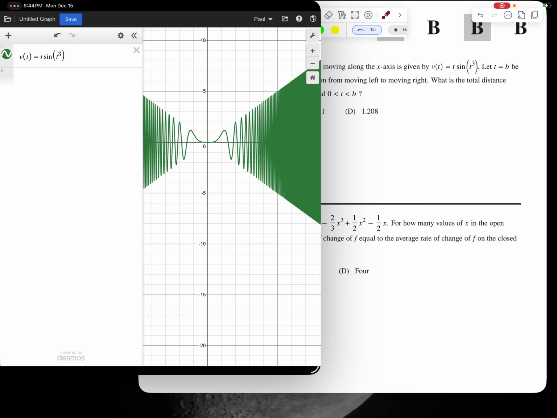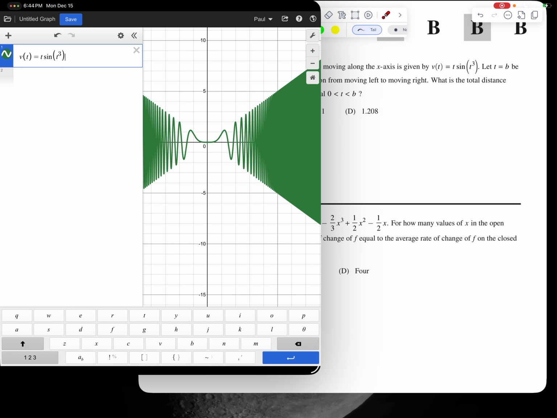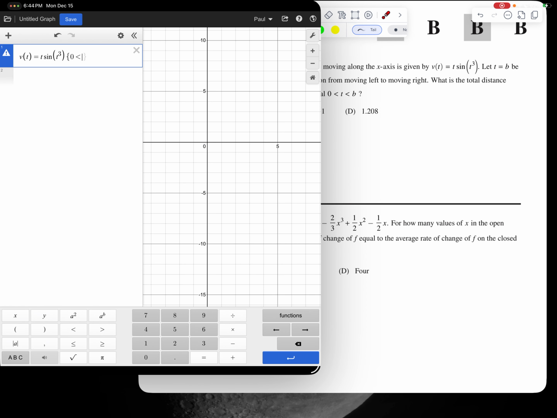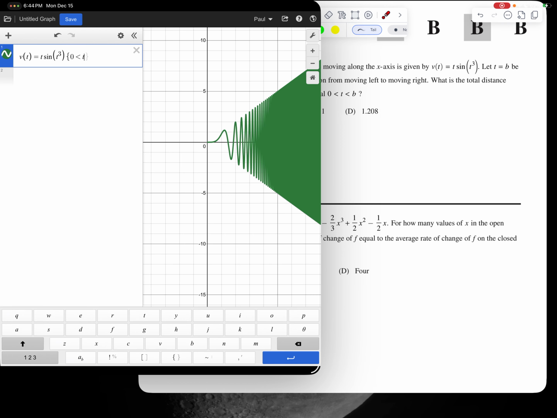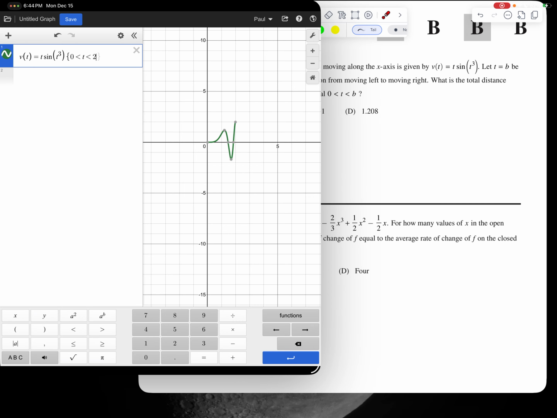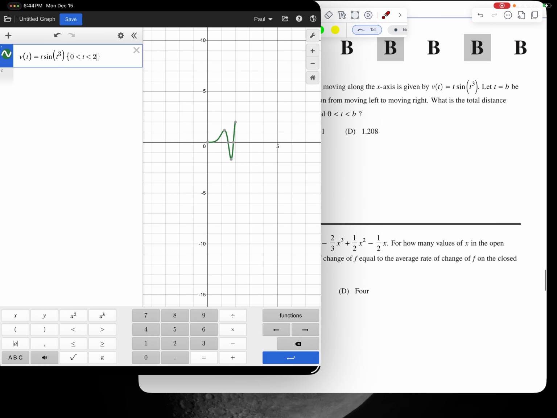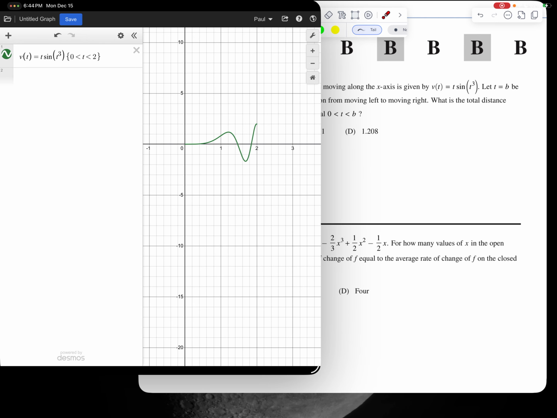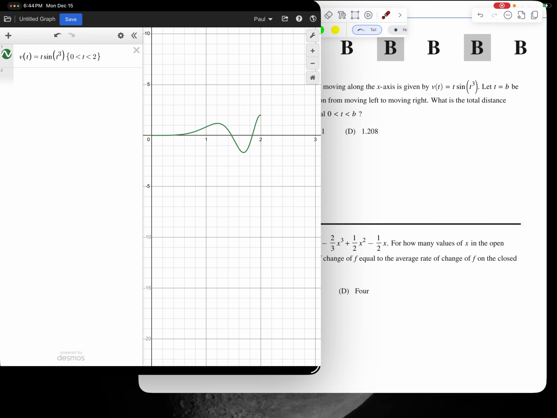That's a fun-looking graph. Now, if this is distracting, how it's behaving, remember, they just said they only wanted it from 0 to 2. I can put in my little brackets and go 0 less than t less than 2. I don't think they said equal to. Nope, they didn't. And all of a sudden, I have a much more reasonable graph to look at.